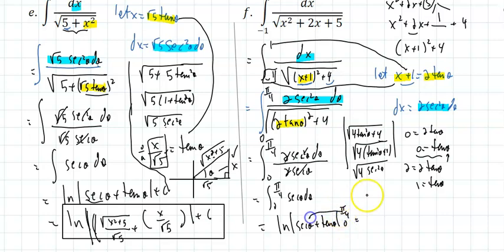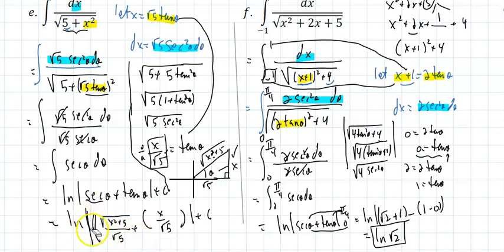If I throw the pi over 4 in there, that is radical 2, and that is a 1. And if I put the 0 in, secant of 0 is 1. That's 1 over cosine of 0, minus 0. So the 1's cancel out. I'm left with natural log of square root of 2 as a final answer. And that pretty much does it for this section.